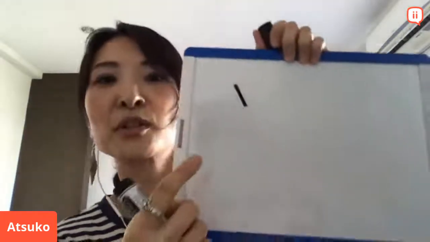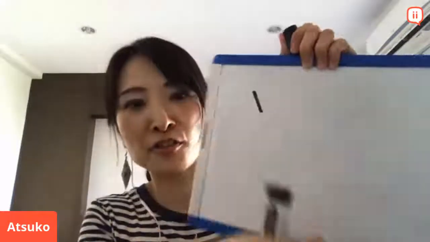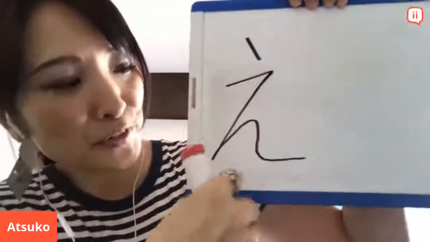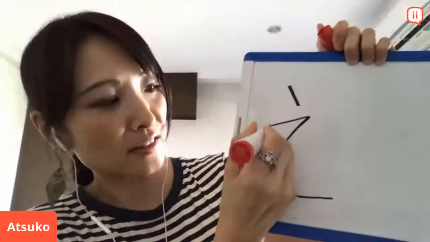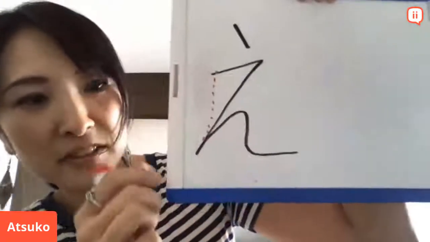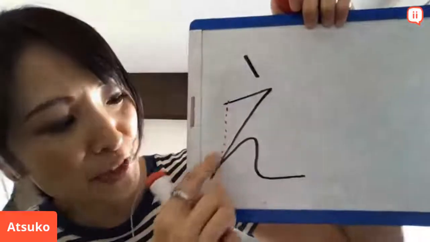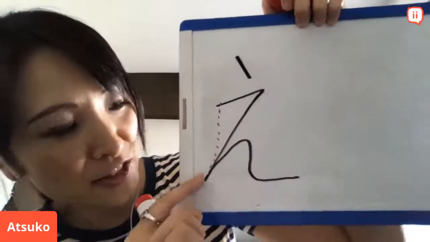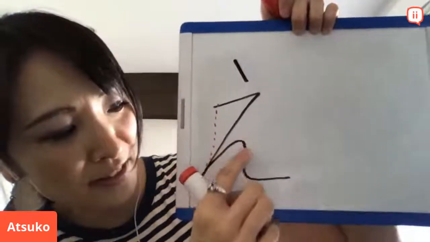The first stroke of A is similar to U or down to the right. And second stroke is very long. Go down to the left. This point is left side of this point. Okay? And go up together. Trace this line and separate.